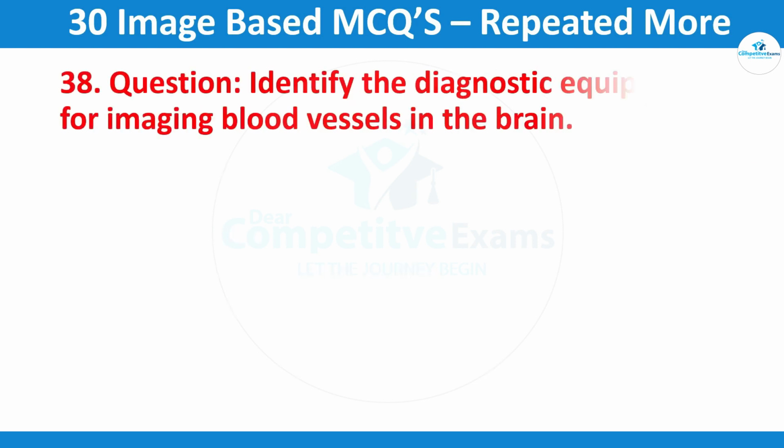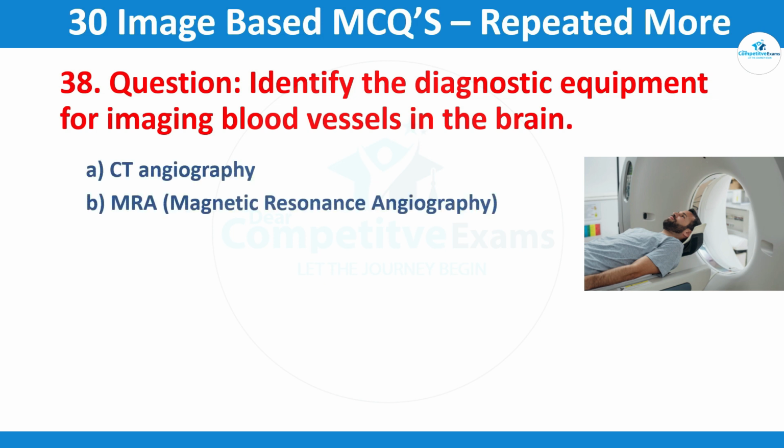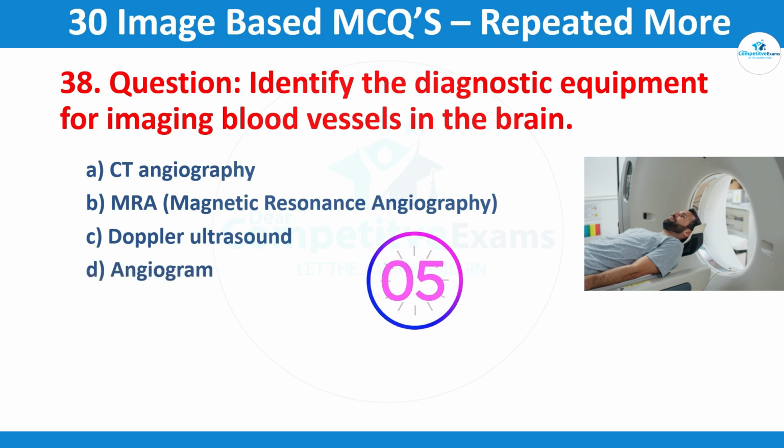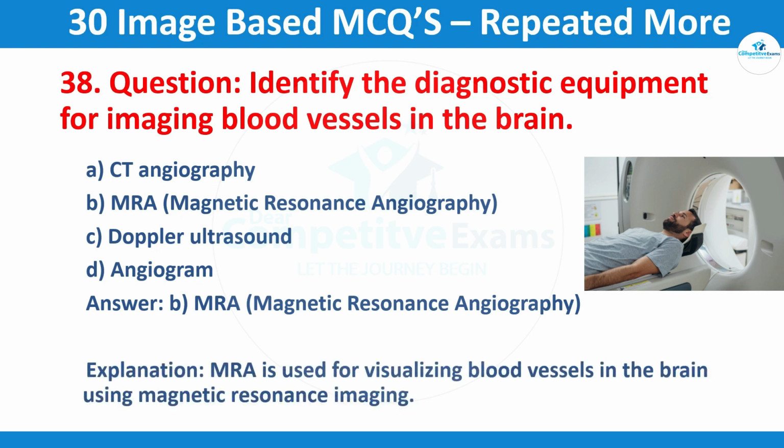Question number 38. Identify the diagnostic equipment for imaging blood vessels in the brain. Options: CT angiography, MRA, that is magnetic resonance angiography, Doppler ultrasound, or angiogram. The correct answer: MRA, magnetic resonance angiography. MRA is used for visualizing blood vessels in the brain using magnetic resonance imaging.